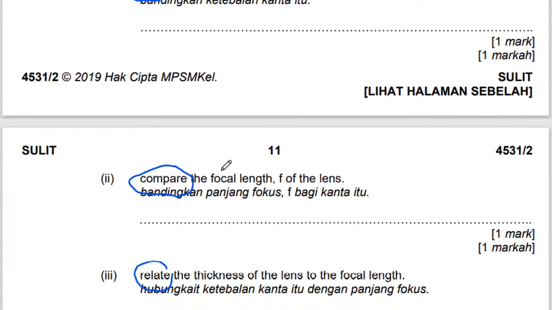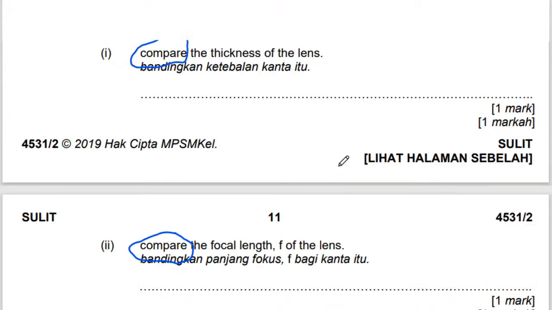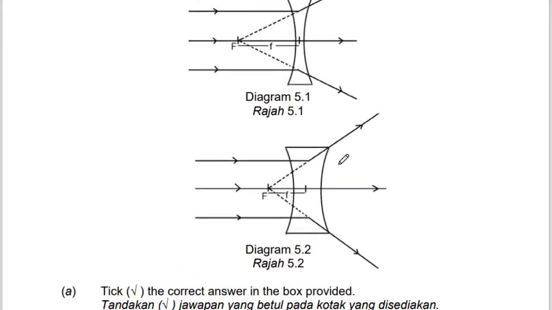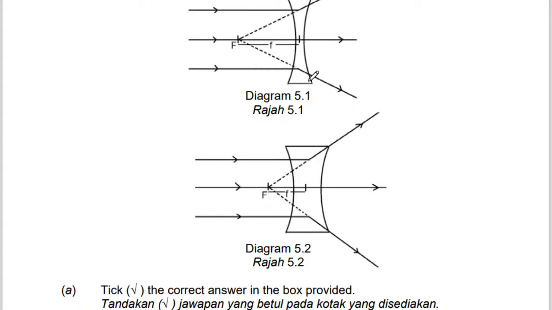Okay, next one. So compare the focal length f of the lens. Focal length. Nampak kan? From the diagram also can see. Diagram 5.1 is longer. 5.2 is shorter. Okay, correct. Semua betul. So the focal length for 5.1 is longer, 5.2 is shorter. So cikgu tulis here.